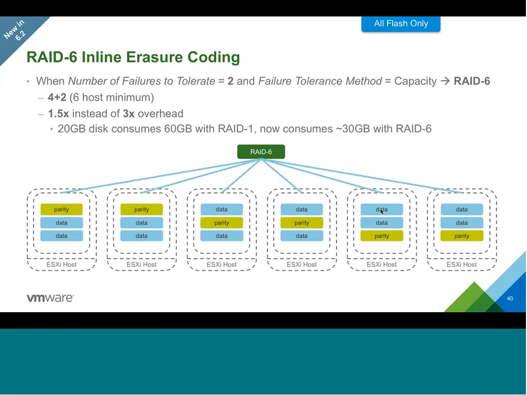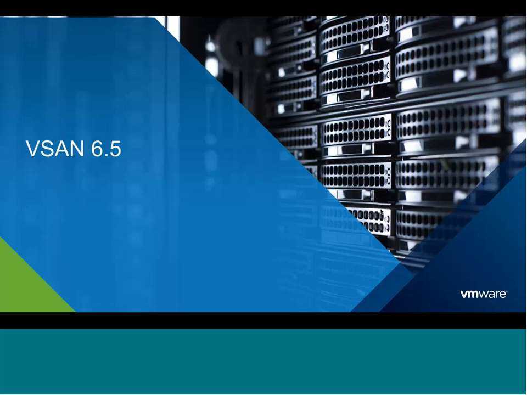So for 20 GB disks again, with typical RAID 1 and failures to tolerate equals 2, I would need 3 copies, 60 GB. Here it would consume only 30 GB with RAID 6 inline erasure coding. But again, these are all supported on all-flash capacity only.